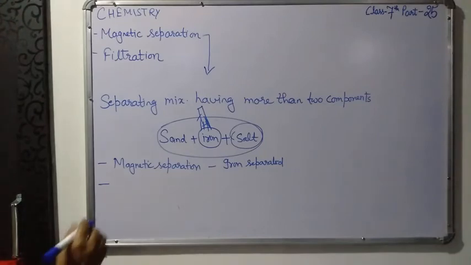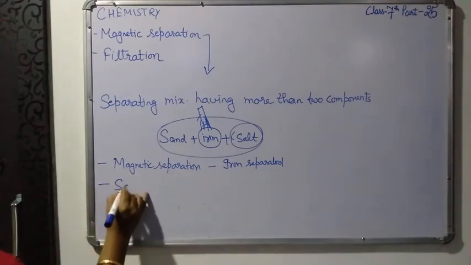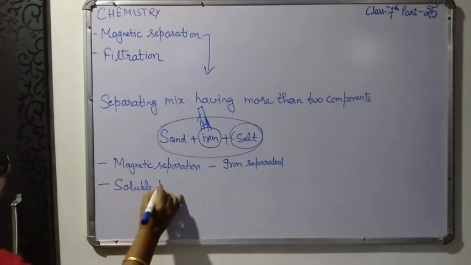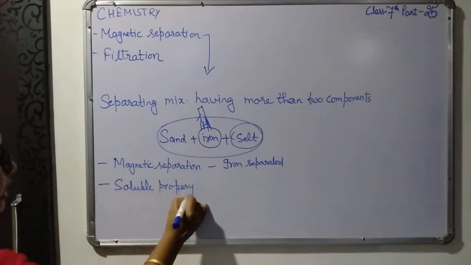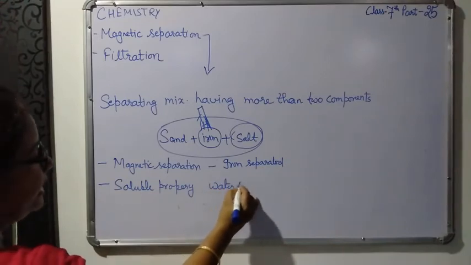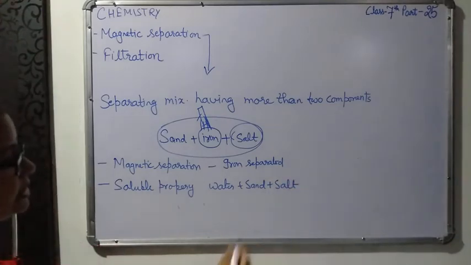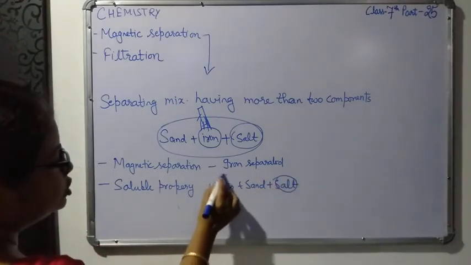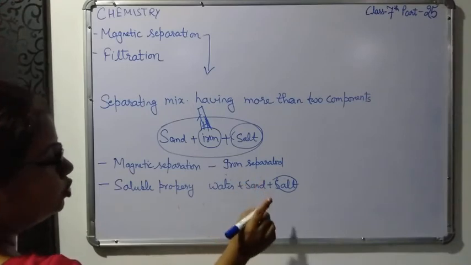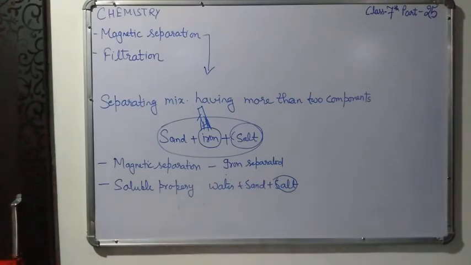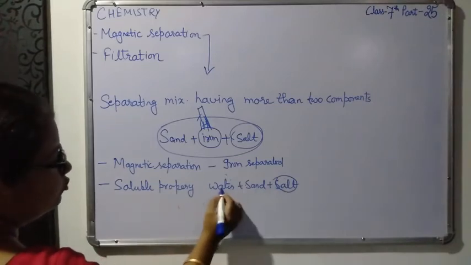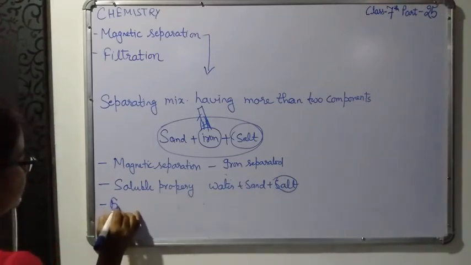We will take some water, and in that we will add the sand and salt. What we will see is that the salt dissolves completely in the water and the sand does not dissolve. So now what method will we use? When we have salt water and sand, we will use the filtration method.